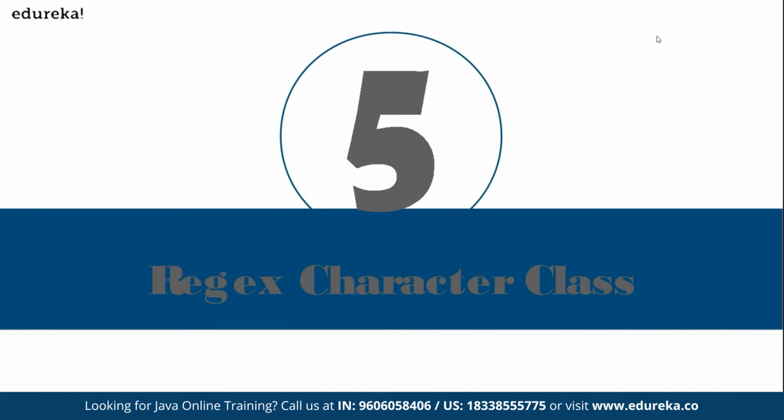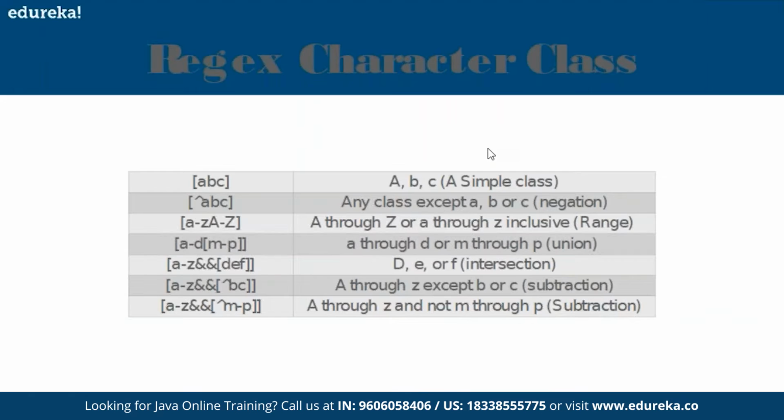Now we will try to understand the regex character class. When you come across the regex character class, you can see that if I give abc in square brackets, it means A, B or C, a simple class. If I use negation, it means any character except A, B, C. Similarly, you can take small a to z or capital A to Z, including ranges. Similarly, if I give A to D, it will be within this range.